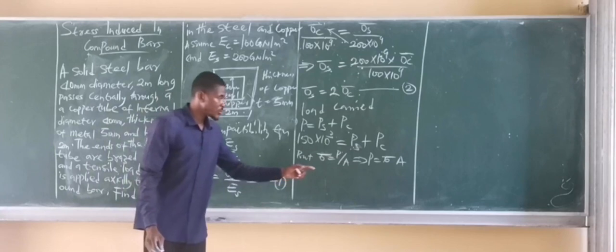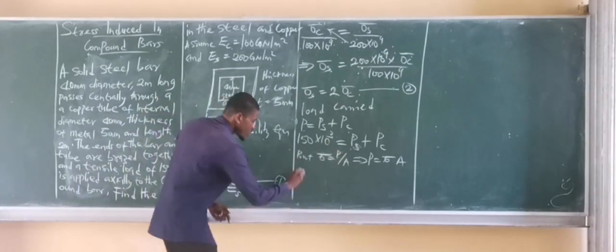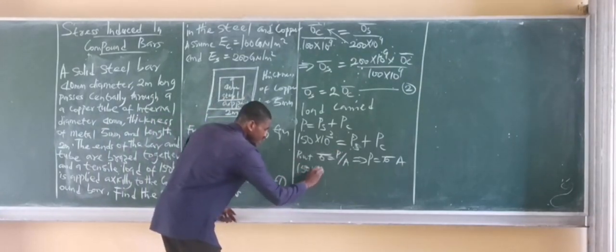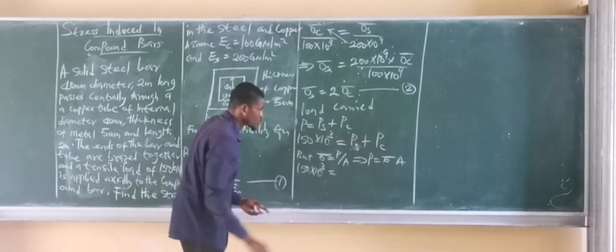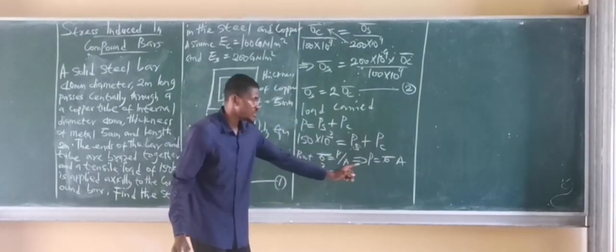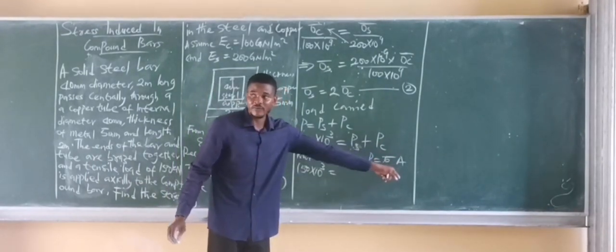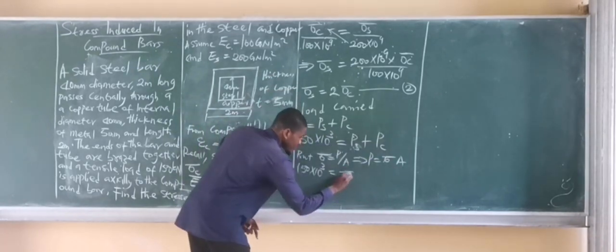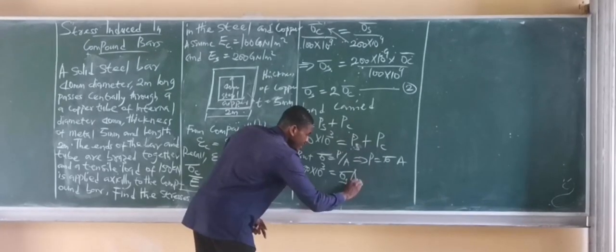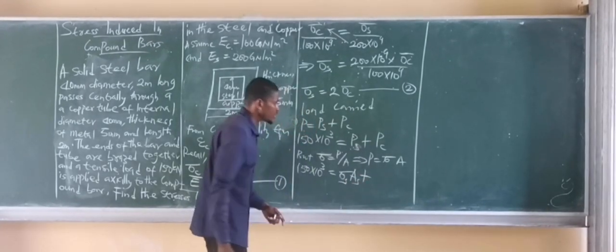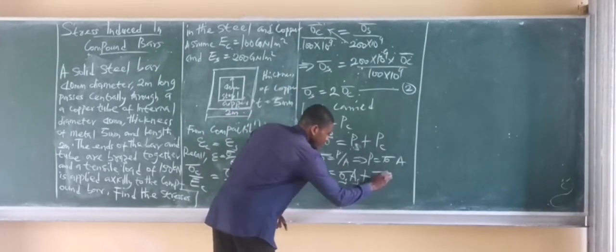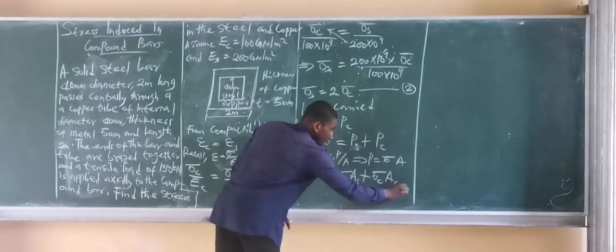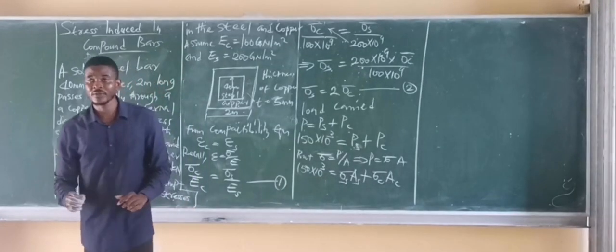Okay, it means that load is actually stress times area. So therefore, 150 by 10 raised to the power 3 is now equal to the load of steel, which is simply the stress of steel times what? Area of steel. So in place of load of steel, you have stress of steel, sigma s, times area of steel, plus the load of copper, which will give us the stress of copper times area of copper. Are you guys following? Yes, sir.